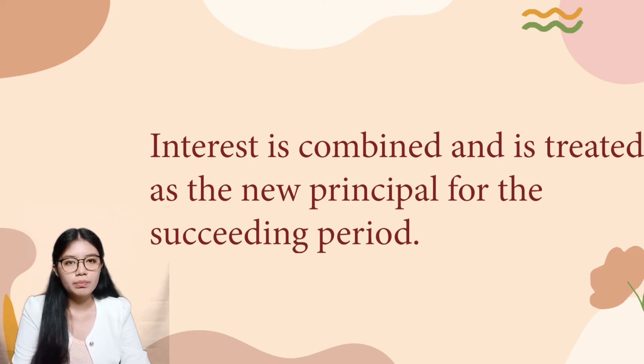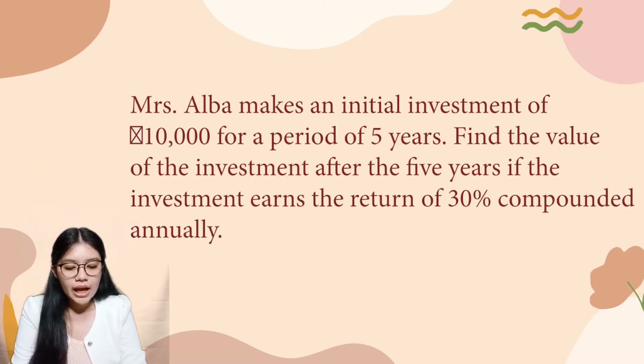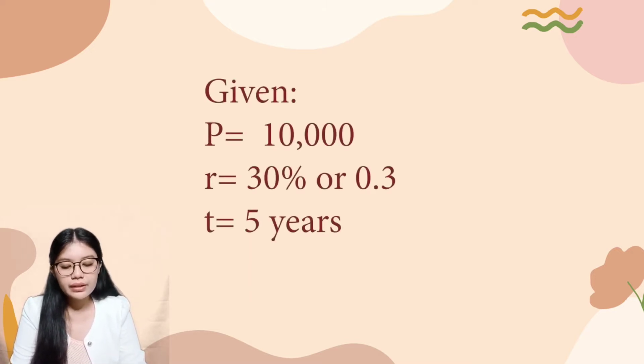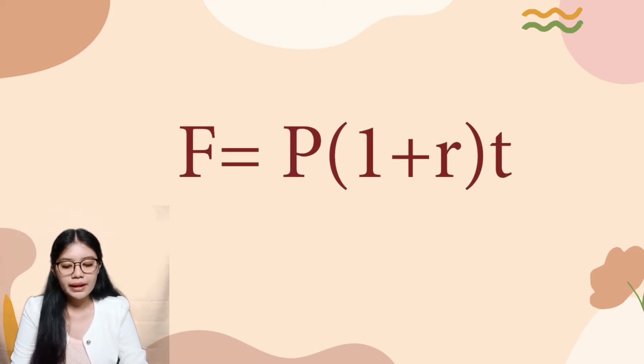Here are some examples of compound interest. Compound interest in future value. Mrs. Alba makes an initial investment of 10,000 pesos for a period of 5 years. Find the value of the investment after the 5 years if the investment earns a return of 30% compounded annually. Here is the given. P equals 10,000, R equals 30% or 0.3, and T equals 5 years. Here is the formula for the compound interest in future value. F equals P multiplied by (1 plus R) to the power of T.